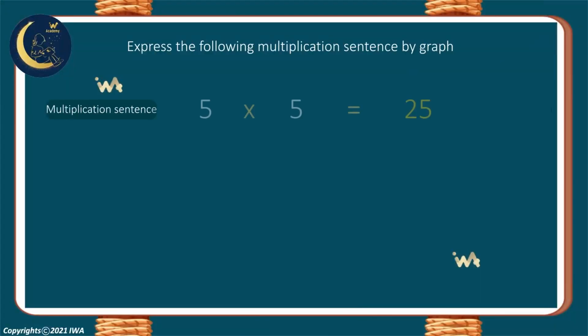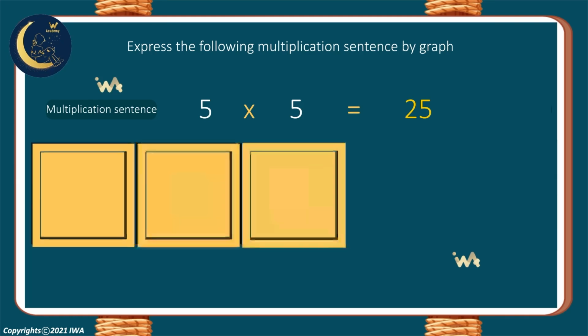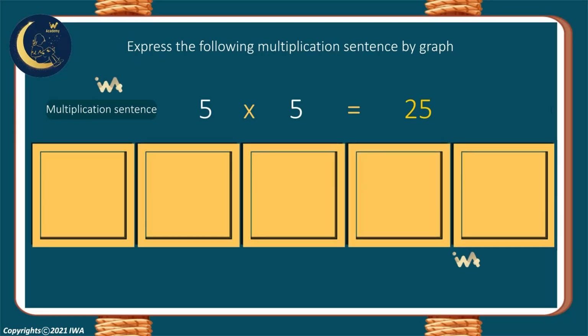We would like to represent this multiplication sentence through art. Let's read the multiplication sentence. 5 multiplied by 5 equals 25. What does the number 5 here represent? It represents the number of groups. Fabulous. So we have 5 groups.